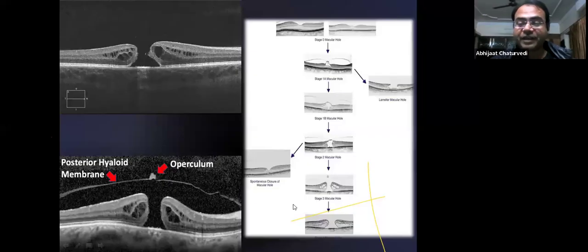But in stage 4, like this image of stage 4, a PVD has been induced. Because of this PVD, there's no more tenting. That tenting goes away and this all gets flattened. While doing a vitreoretinal surgery, we are always happy if there's a PVD already induced in the eye. On an OCT, you can very well make a diagnosis of PVD, whether it's there or not. And that is the main difference between stage 3 and stage 4 macular holes.